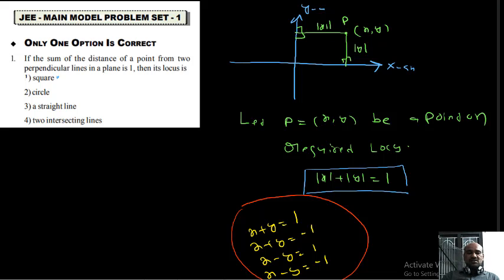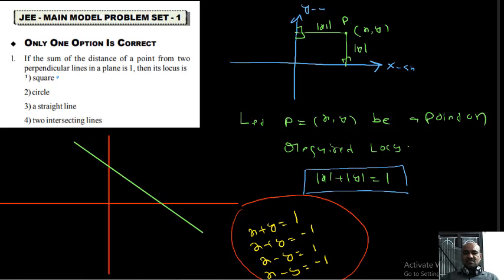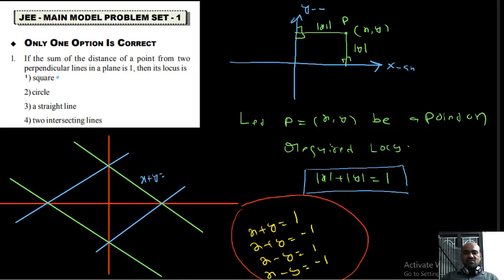Students, listen. This is the original y-axis, original x-axis. x plus y equal to 1, this is the straight line. These two are parallel lines. This is the x plus y equal to minus 1 line. The next one is the x minus y equal to 1 line, and these two are parallel. One of them is this, another is this. My diagram is not exact, but this line is x plus y equal to 1, and this line is x plus y equal to minus 1.